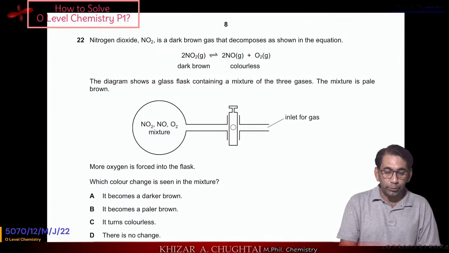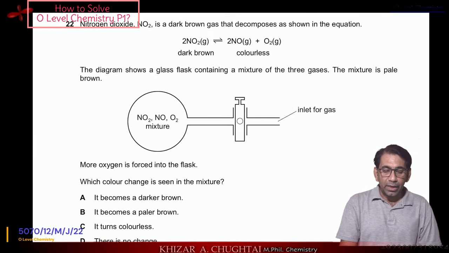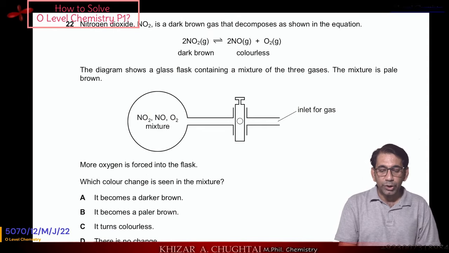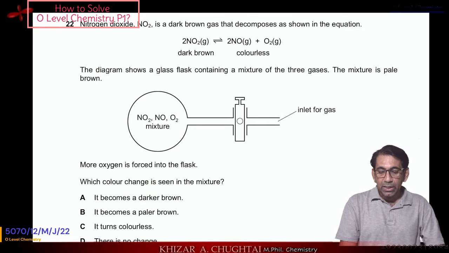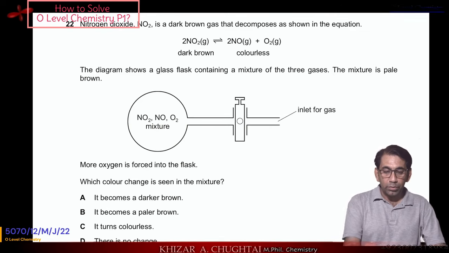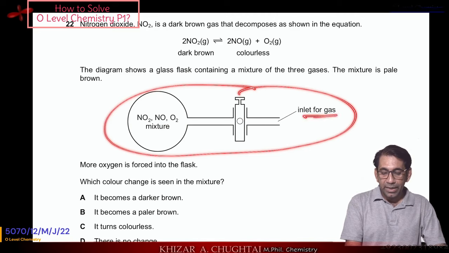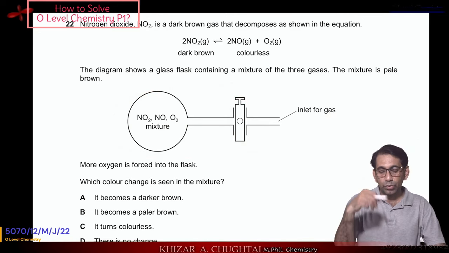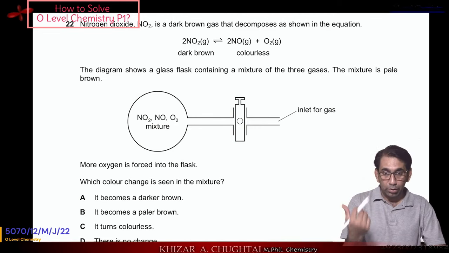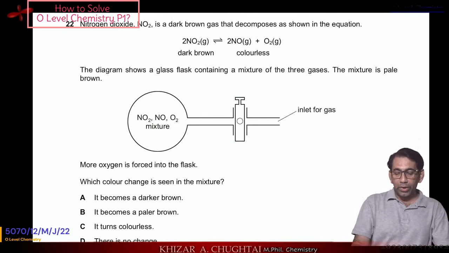Question number 22. Nitrogen dioxide is a dark brown gas that decomposes as shown in the equation. The diagram shows a glass flask containing a mixture of three gases. The mixture is pale brown, and here is the whole setup. It has an inlet of the gas, and a valve that is going to open and close the outlet of the mixture.